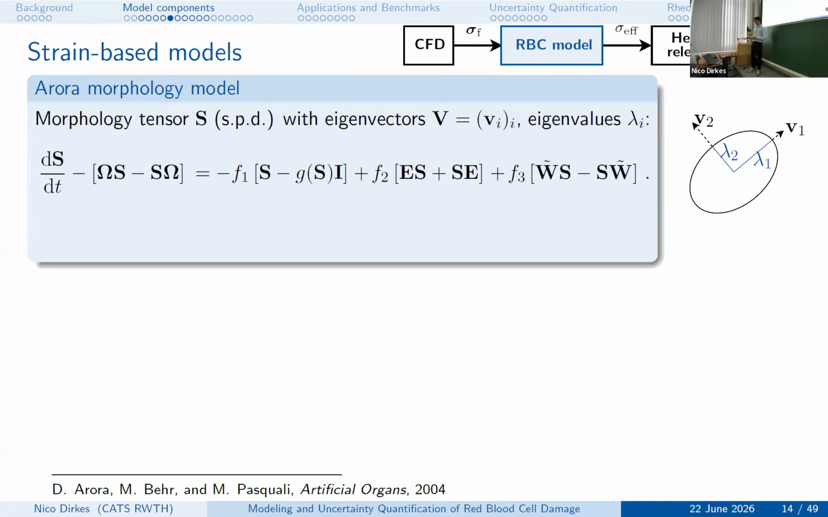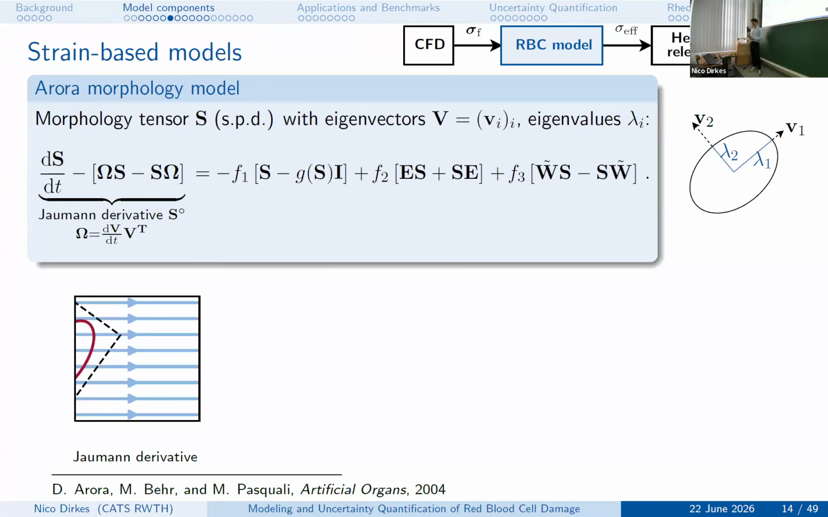And the model, this Aurora morphology model, then looks like this. So it's a transport equation now, or in this case, just an ordinary differential equation, because we essentially apply this along a trajectory of a single cell for this morphology tensor, which looks like this. And you have different effects here. On the left-hand side, this is called the Jaumann derivative. And this essentially represents the frame of reference that's moving along with the cell and also rotating along with the cell. So this omega tensor here depends on the eigenvectors of the cell. So this V is the eigenvectors of this tensor.